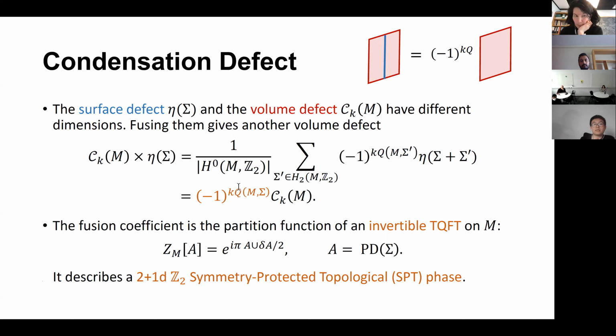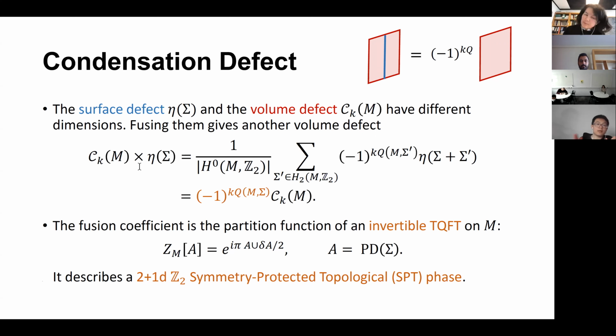And the way this works is as follows. Let's consider a volume defect, a three-dimensional defect, and we place it on some plane. And then we consider another surface defect, which is parallel to this volume defect. So when we fuse them, what we mean is that we want to push this surface defect onto the volume defect. And when we do that, this will define for us another volume defect. And specifically, we want to consider the fusions between the condensation defect CK and the symmetry defect eta.